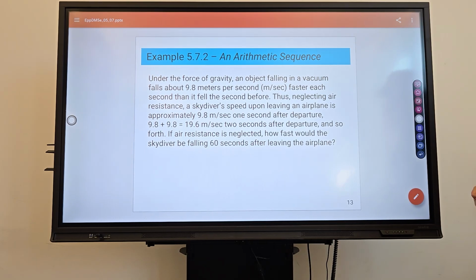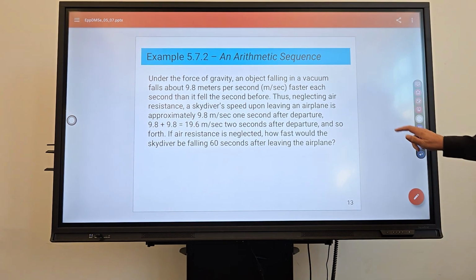As an example, the force of gravity: an object falls in a vacuum about 9.8 meters per second faster each second than it fell the second before. Thus, neglecting air resistance, a skydiver's speed upon leaving an airplane is approximately 9.8 meters per second, 1 second after departure, 19.6 meters per second, 2 seconds after departure, and so forth. If air resistance is neglected, how fast would the skydiver be falling 60 seconds after leaving the airplane?